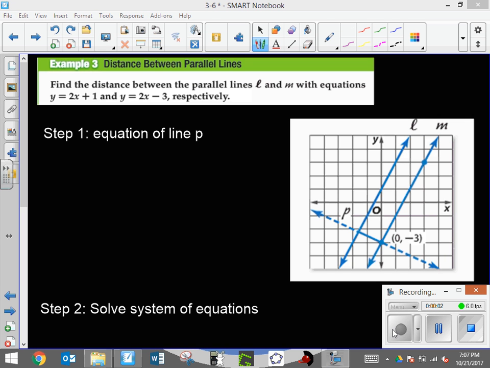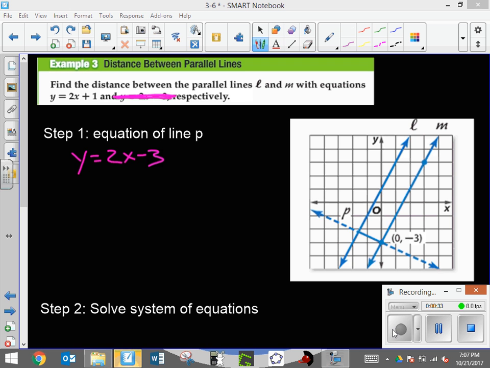Okay, I've got one more example of finding distance between parallel lines. Your first step, again, is to pick an equation. It doesn't matter which one you pick, although to keep it similar to what the book is doing, I'm going to pick the one they start with, y equals 2x minus 3. Since I wrote it down, I'm going to cross them out so I know I don't use them later on. I need to find an equation that is perpendicular to this one.